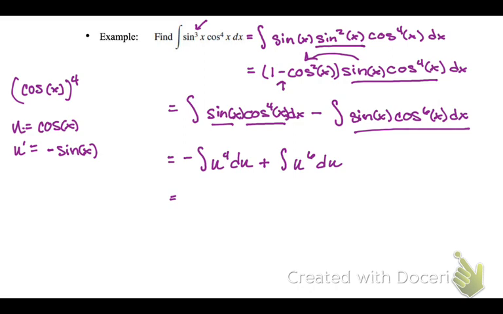So I get negative 1/5 of cosine to the fifth plus 1/7 cosine to the seventh plus c. So after you make that initial decision whether to keep something back or put whatever you're keeping back, it's pretty much what we've done before. Questions?